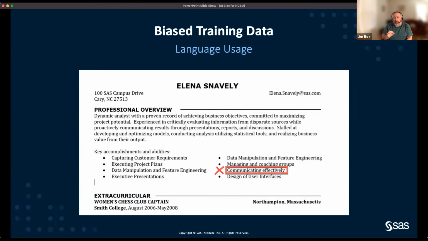Well, here's where it got really bad, because what the model was also able to do was look at the language in which people describe themselves. Look at some of the verbs they use, some of the adjectives, and some of the things they talk about. And they found that communicating effectively was something that women tended to put on resumes more than men. Communicating effectively is always a good skill to have, but the people that they had hired in the past, being men, hadn't highlighted that on their resumes. So it started throwing people out based off the language they were using, right?